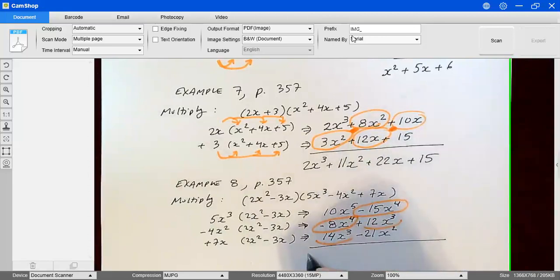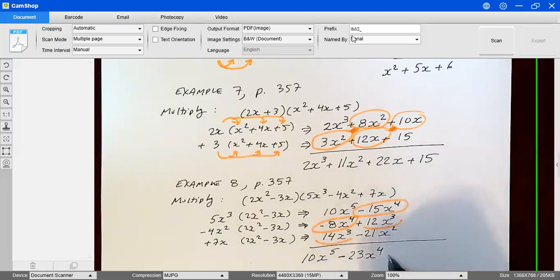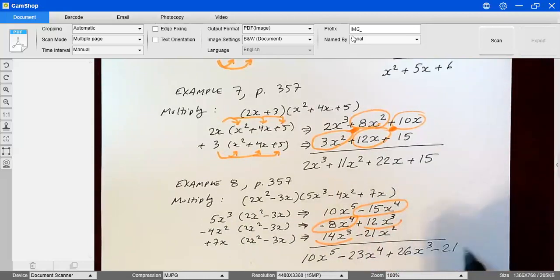I start with 10x to the 5th. Then I'm going to combine x to the 4. So negative 8, negative 15. So you combine two negative numbers. So you add the absolute values, you get 23. But since they are negative, this is going to be negative 23x to the 4 because we are adding the 4th power of x. Now the next diagonal, we have 12 plus 14 is going to be 26x cubed, and finally negative 21x squared. So that's the final answer.